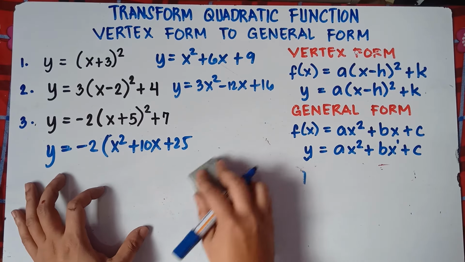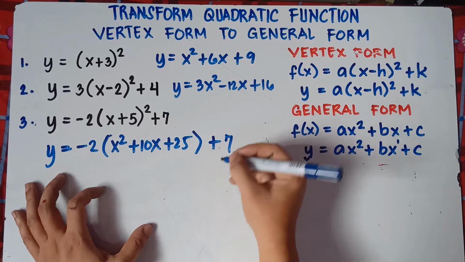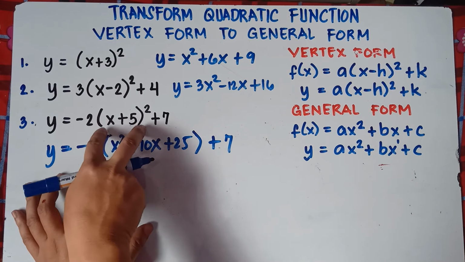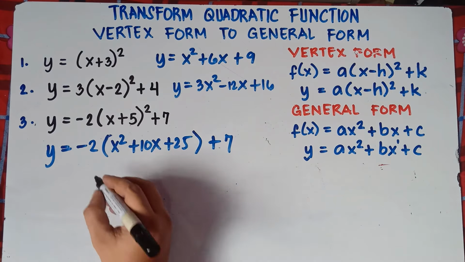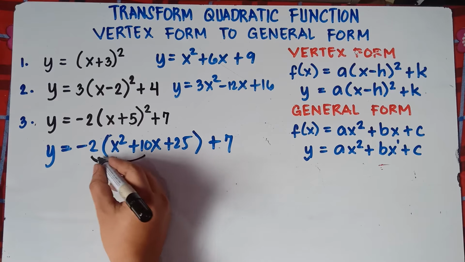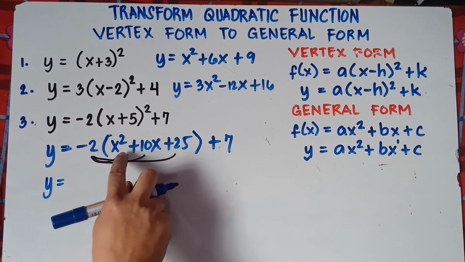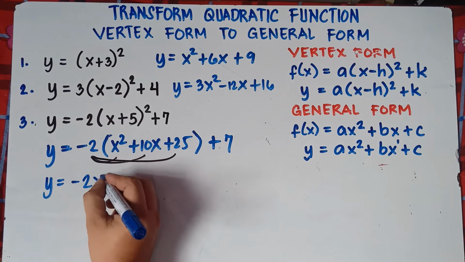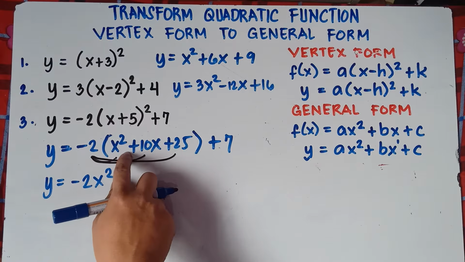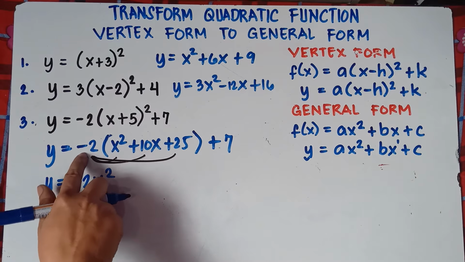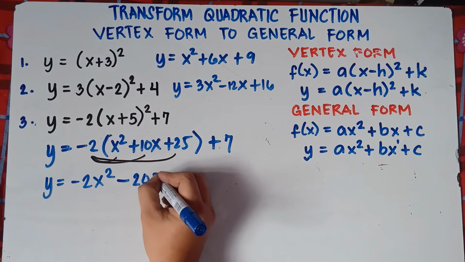Alright, so then close parentheses plus 7. So we just simplify this one, x plus 5 quantity squared. Next is we do the distributive property. You distribute, you multiply. So this will be y equals negative 2 times x squared. That's negative 2x squared. Negative 2 times positive 10x, that's negative 20x.